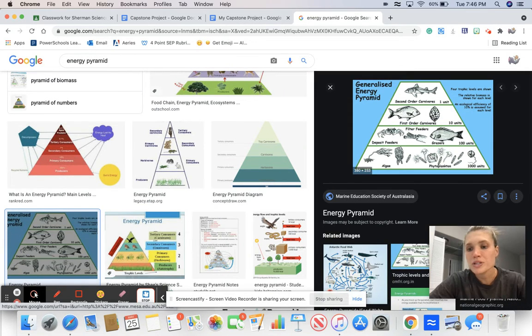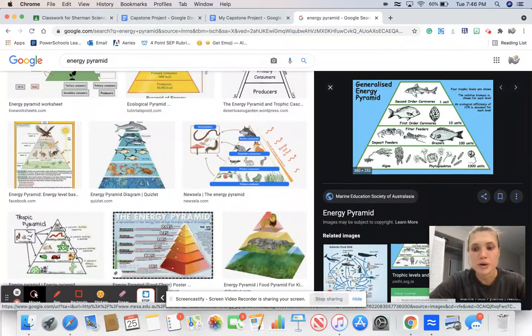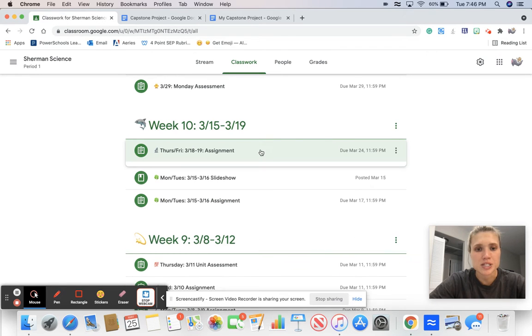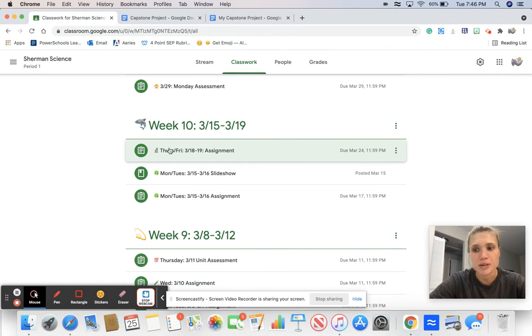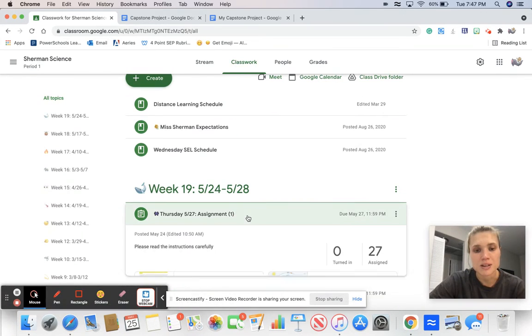Once you have your food web, you're going to start adding information about the carbon cycle. Let's go back to this assignment because I did make some attachments. That was Thursday's assignment. Remember, that's what we're using as a resource. Let's go back to today's assignment though.